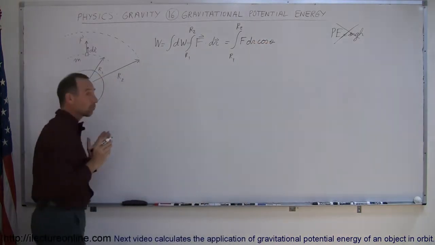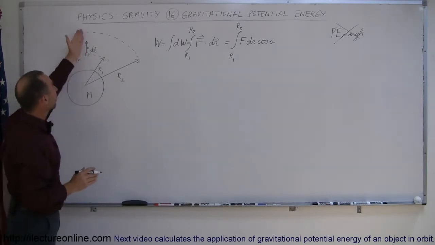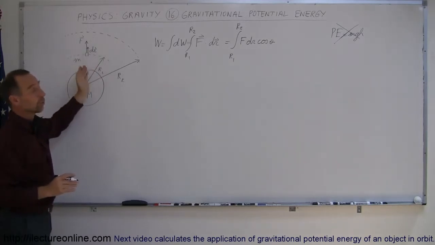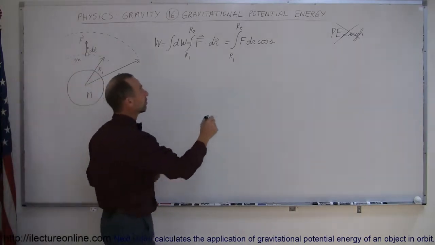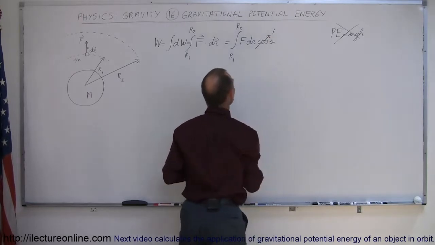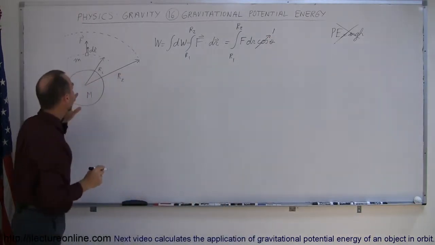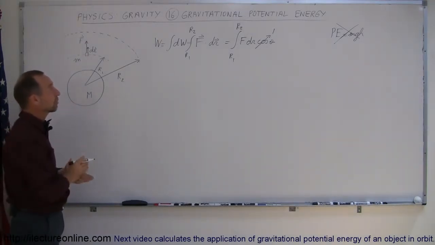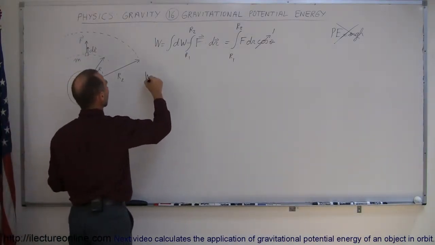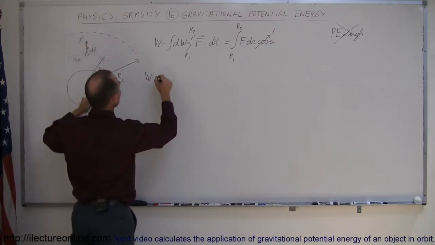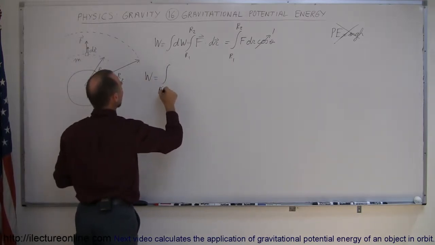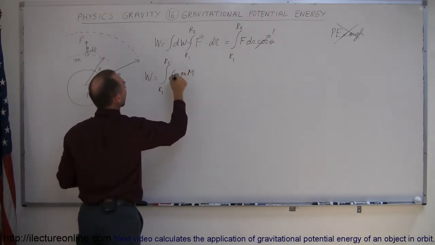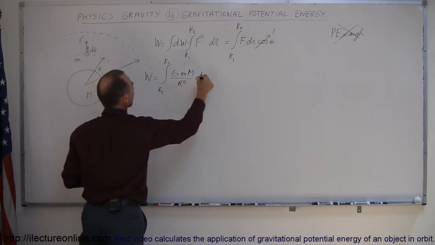Now, since the force required to lift this mass up to a higher location is in the same direction as the motion, the angle between them is 0, and of course the cosine of 0 is 1, so we can simply remove that. The only other thing we have to do now is plug in an equation for the force, and of course the force there is the universal equation of gravity, which means that the work done to move something from orbit 1 to orbit 2 is equal to the integral from r1 to r2 of G small m big M over r squared times dr.